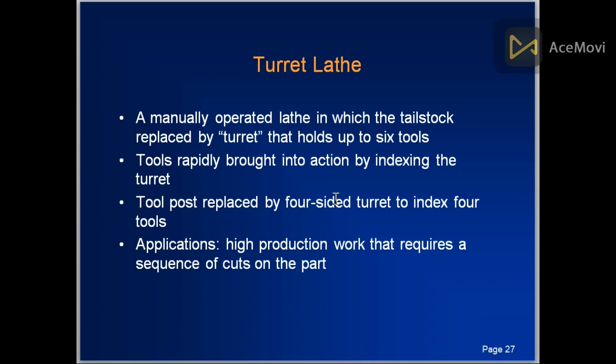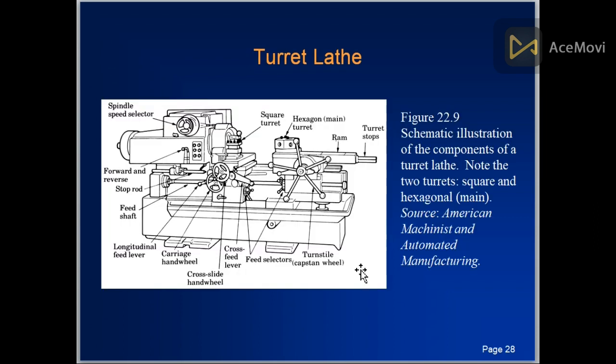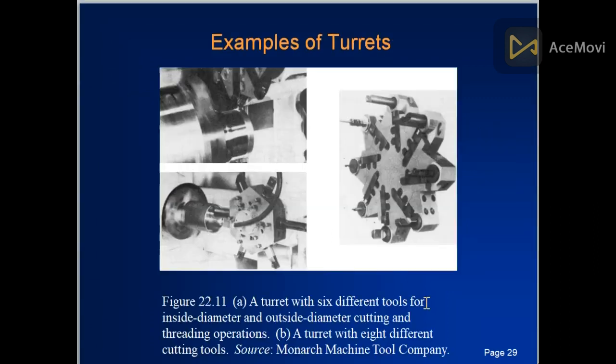Tool is rapidly brought into action by indexing the turret. Tool post is replaced by a four-sided turret to index four tools. Applications include high production work that requires a sequence of cuts on the parts. This is basically the turret lathe. As you can see, this is the square turret, this is the hexagon turret. We can change sides manually, and sometimes in CNCs it can be automated with computerized numerical control.